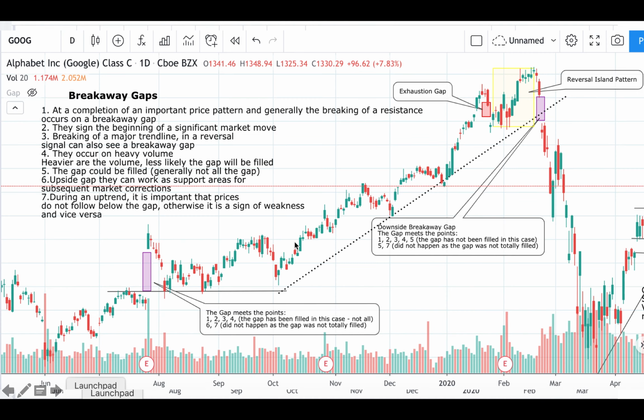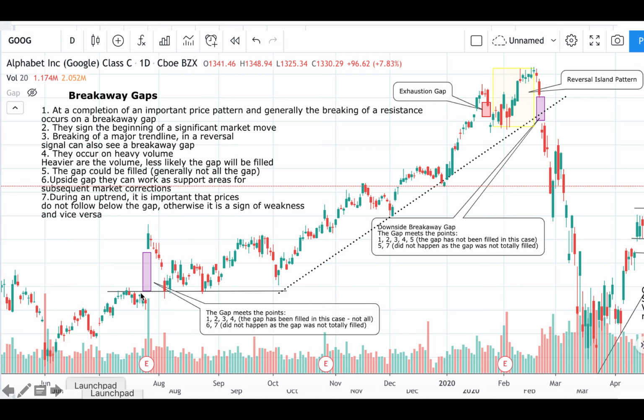Those are the breakaway gaps. They are the gaps that happen generally at the start of a new trend, for example the start of a downtrend or the start of an uptrend, and they generally happen just after the completion of an important price pattern. Perhaps it was a sideways pattern, perhaps it was an upward trend. So this is a very important price pattern, and then here is our downside breakaway gap. This is an upside breakaway gap, and this is a downside breakaway gap.